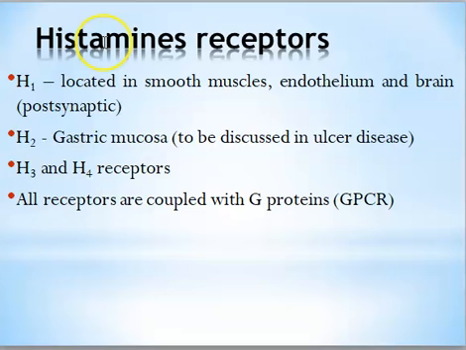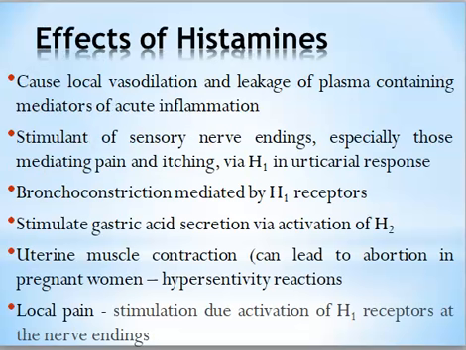Now, which are those histamine receptors and where are they located? We have H1, which are located in smooth muscle, in the endothelium, and mostly in the brain at the postsynaptic. H2 receptors are common in gastric mucosa. This one will be discussed in the ulcers. H3 and H4 receptors are also there, and all these receptors are G protein coupled receptors, because you have to know what it means to be a G coupled receptor.